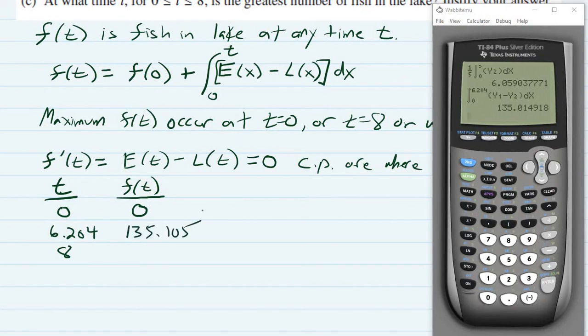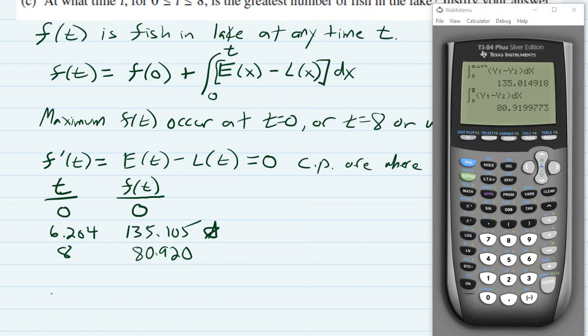So we'll record that, 135.105. I'm now going to integrate from 0 to 8, so I'm going to go back and grab this function and change my limits to 8, from 0 to 8. And what do we get? 80.920. So it looks like in this interval from 0 to 8, this is going to be my maximum number of fish that are in the lake.